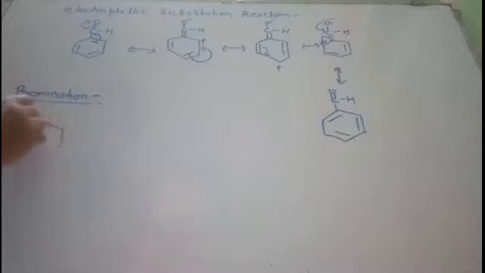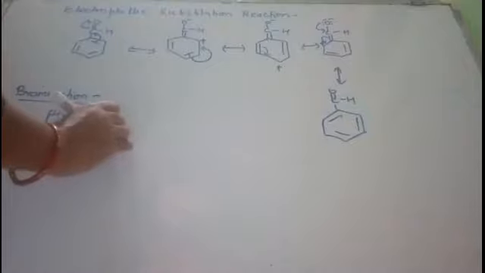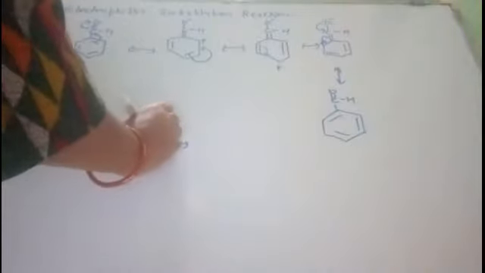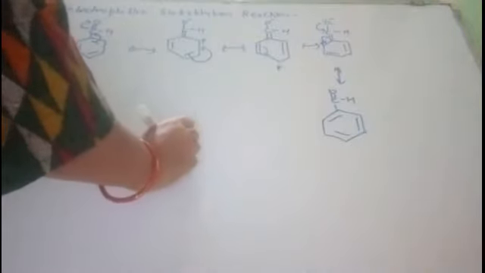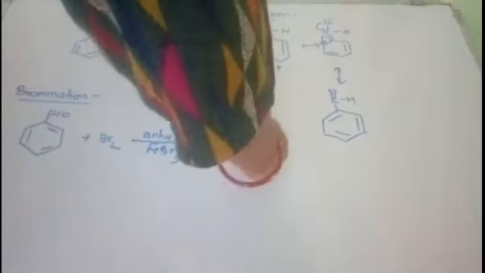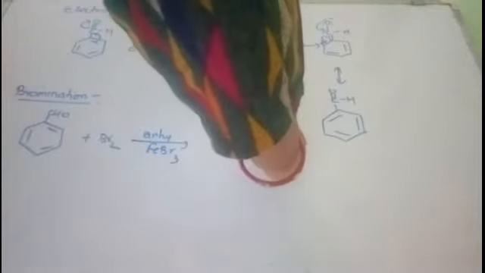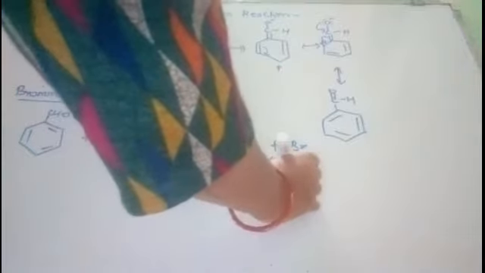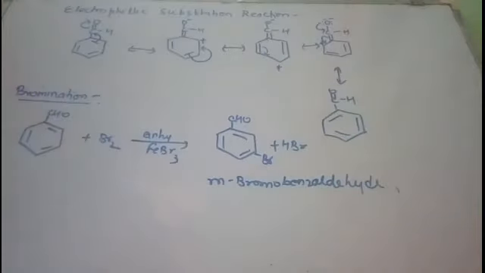So what happens when benzaldehyde is treated with bromine in the presence of anhydrous Lewis acid, FeBr3, ferric bromide? You will get meta-bromobenzaldehyde. At the meta position it will come, plus HBr. So meta-bromobenzaldehyde will be formed. That is bromination. Similarly, we will do nitration.